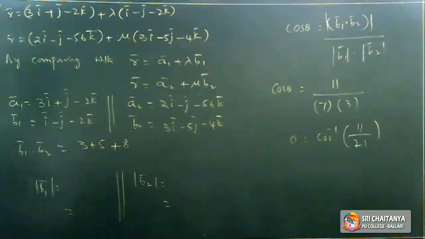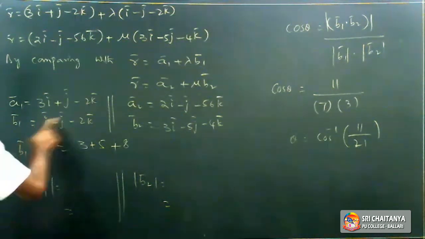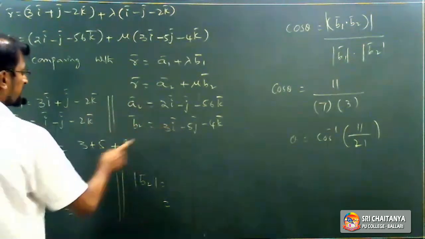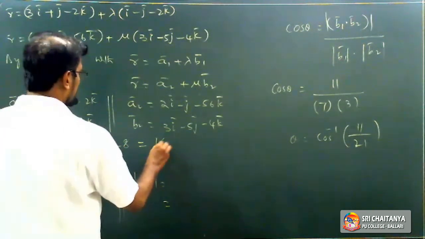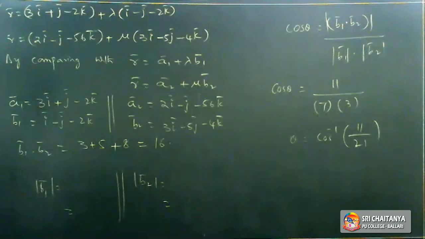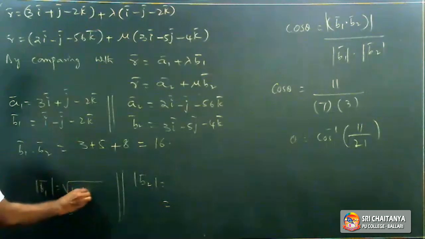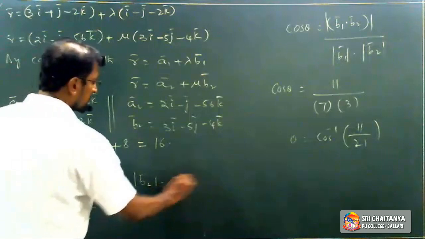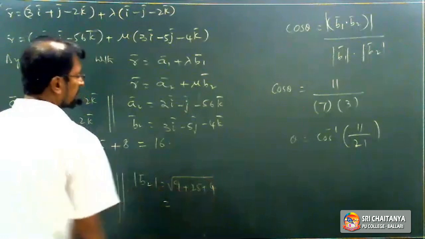I am going to repeat this one. Just observe carefully. Here it is 3, 1 times 3 is 3, minus into minus plus 5, minus into minus plus 8, which is equal to 16, right? Next, mod B1 is equal to root over 1 plus 1 plus 4, which is root 6. Mod B2 is equal to root of 9 plus 25 plus 4.